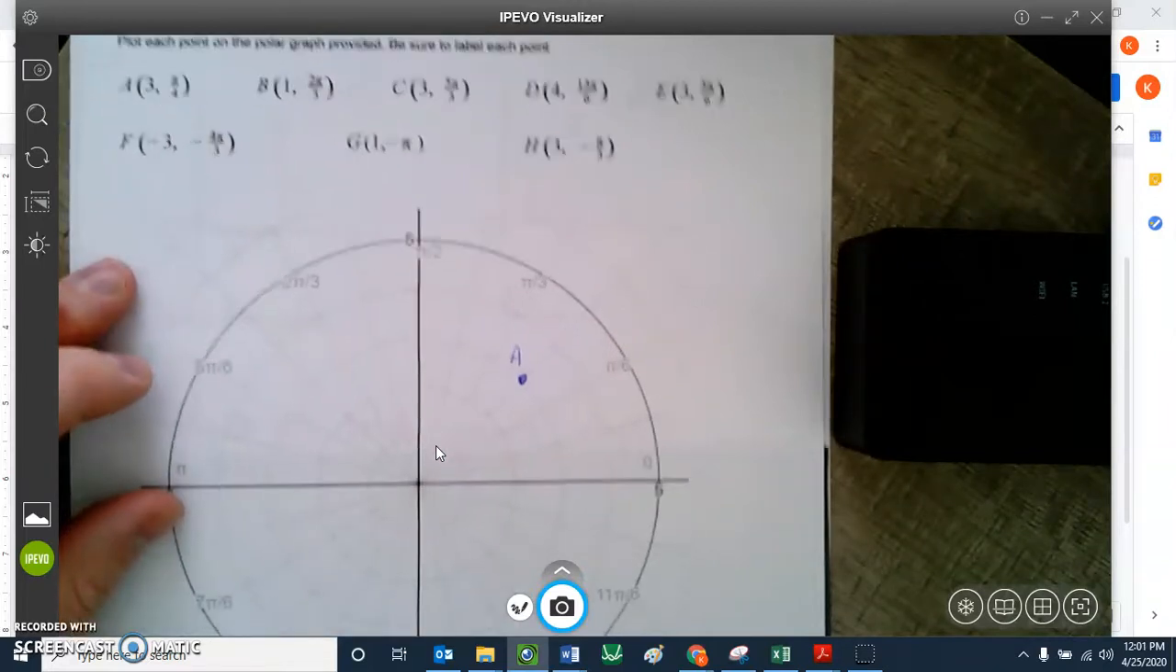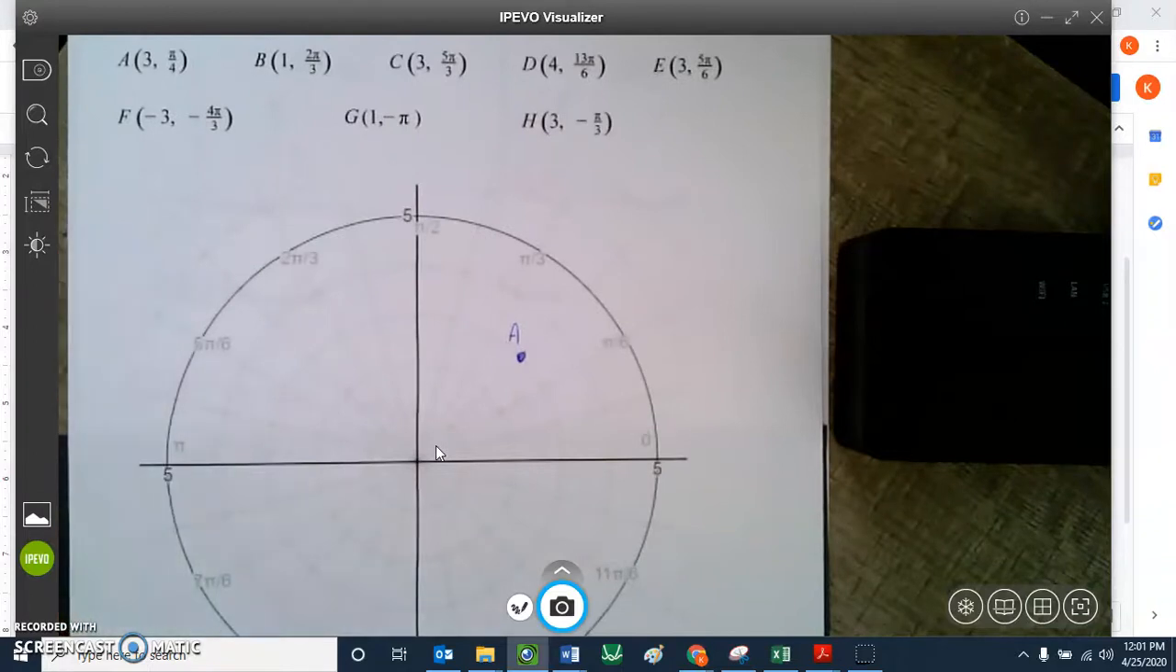What I want you guys to do now is hit pause and try these on your own. So I'll back this up a little bit. Hopefully you can see most of the thing there. If not, feel free to open it. I gave you guys the link. But hit pause and go through and see if you can plot all of those points.